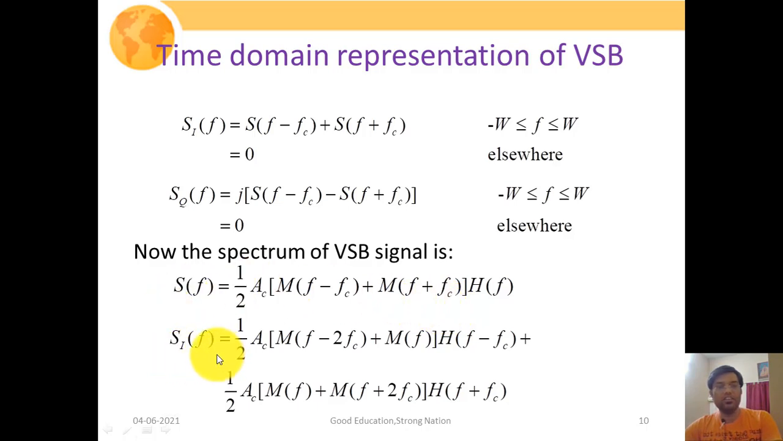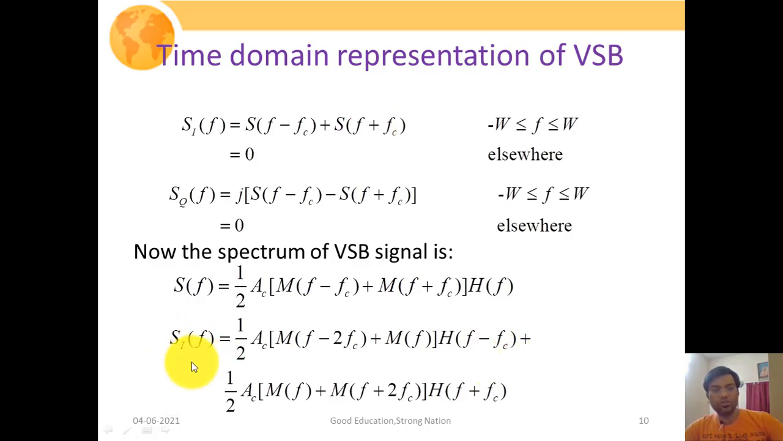Now S of f will be equal to half of Ac times M of f minus 2fc plus M of f, multiplied with H of f minus fc, plus half of Ac times M of f plus M of f plus 2fc, times H of f plus fc. So we have just put this value: S_I of f will be equal to S of f minus fc plus S of f plus fc, and it gets multiplied with this cos of 2 pi fc t.